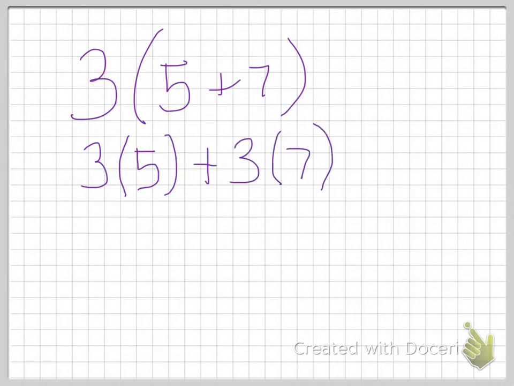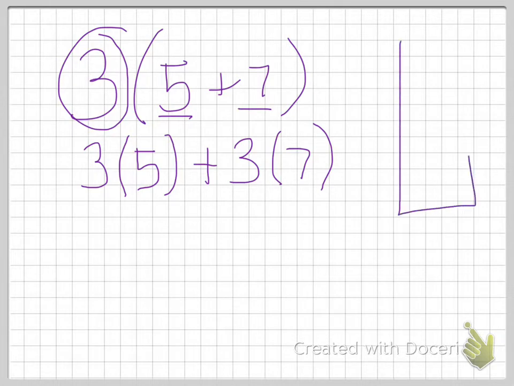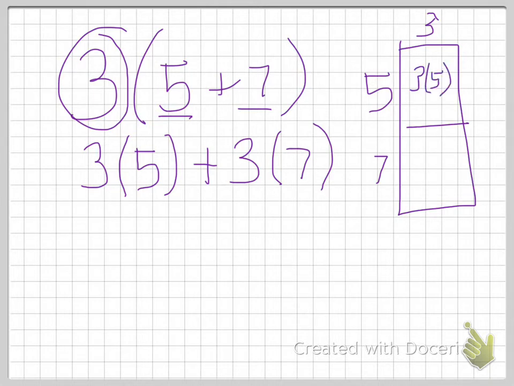What we had to do was take the number in the front and multiply it by both pieces inside the parentheses. And we knew this because when we drew a generic rectangle and we did 3 times 5 plus 7, this part right here is equal to 3 times 5, and this part right here is equal to 3 times 7. Then we actually multiplied it out and we got 15 and 21. And when we add it together, we get 36.